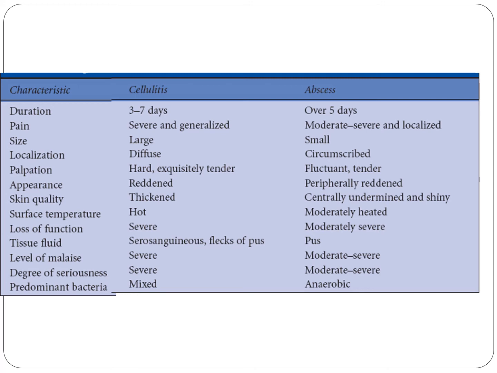And coming to the consistency, when you palpate, you will find the cellulitis to be hard and exquisitely tender, whereas abscess will be fluctuant because it is filled with pus. And the cellulitis appears red, whereas in the abscess only the peripheral part appears red. The skin quality in cellulitis is thick, whereas in abscess it is centrally undermined and shiny. In cellulitis the surface temperature is hot, abscess is moderately hot. The loss of function will be severe in cellulitis, it will be moderately severe in abscess.